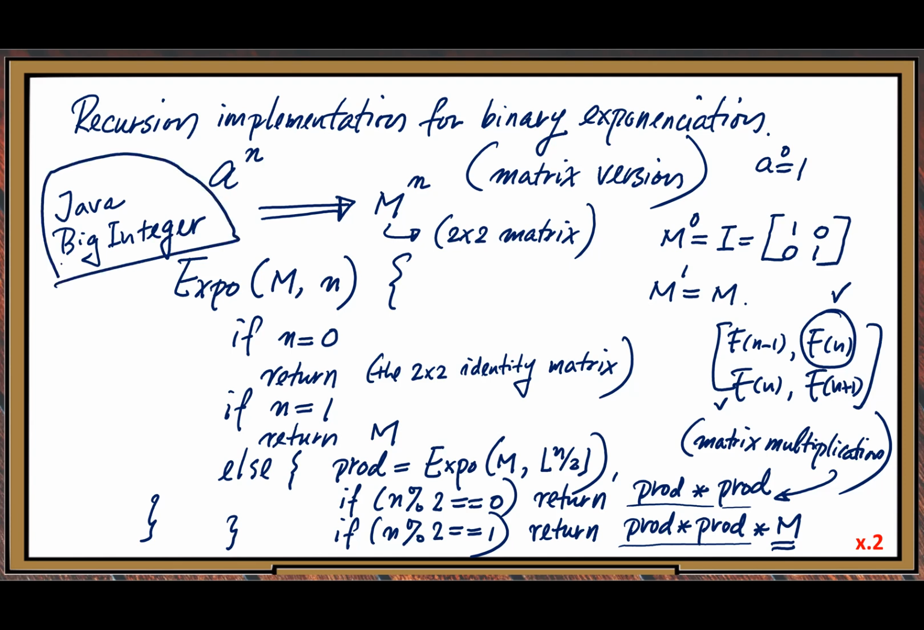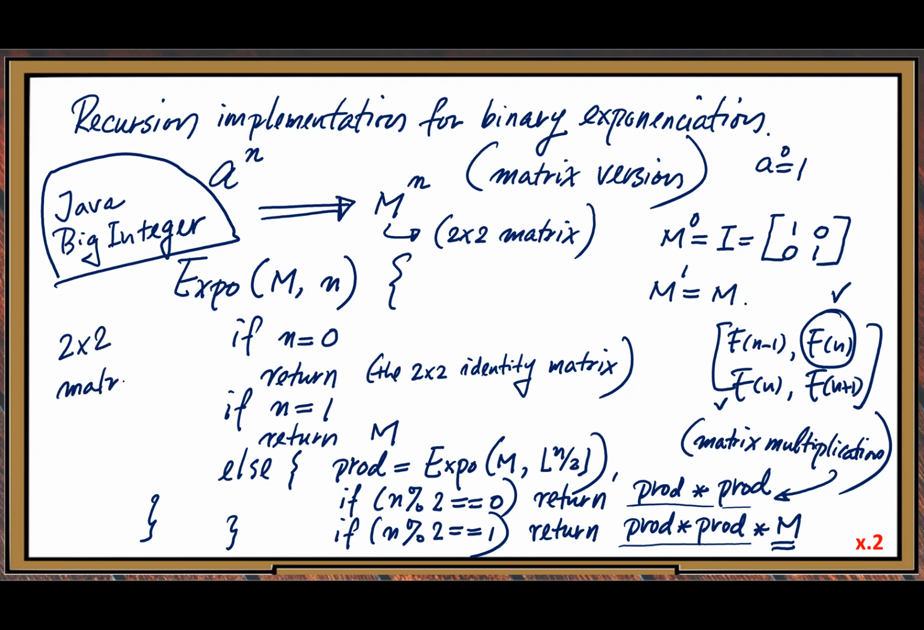Yeah. Each matrix entry, you use Java BigInteger. Okay. Yeah. You may need to define a special Java class to represent a matrix. How do you represent a matrix, right? Yeah, so you need to consider, define a new Java class. That Java class, you use it as a data structure to store a 2x2 matrix.